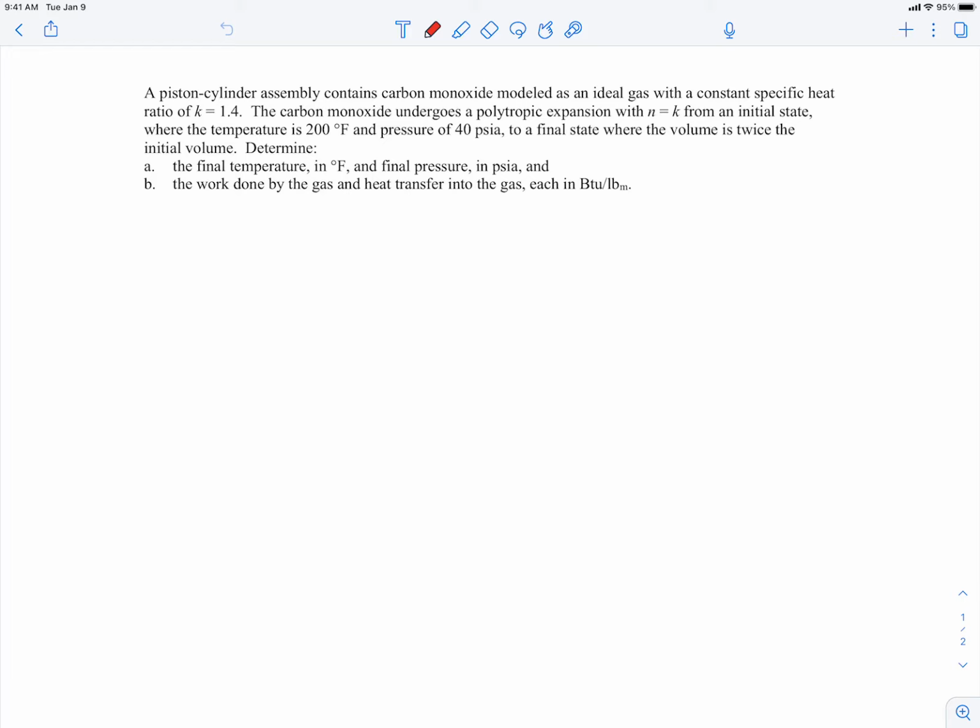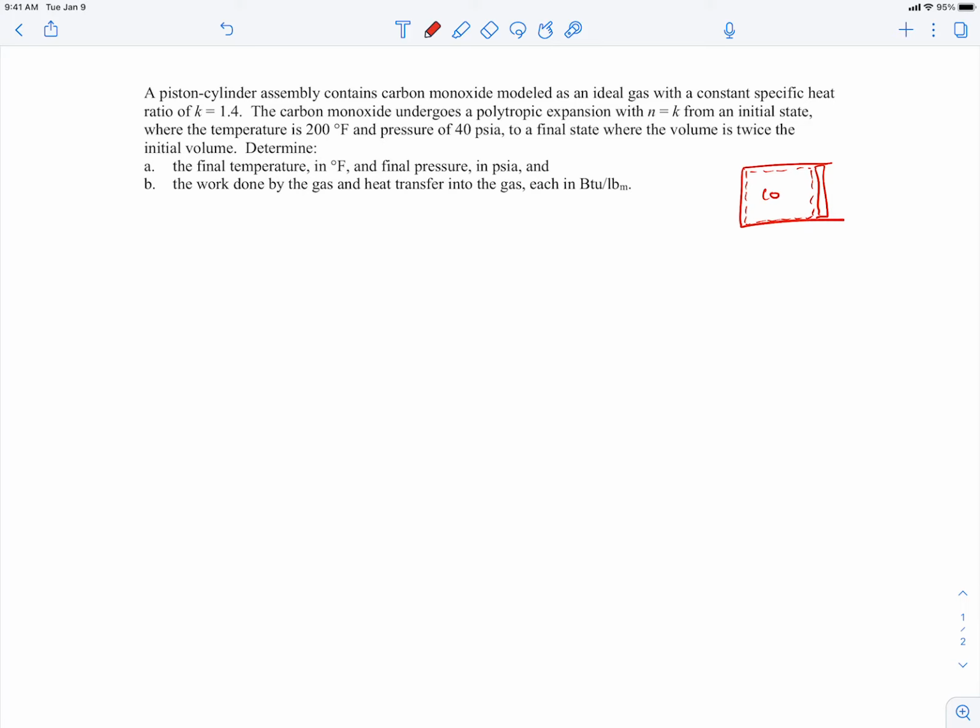Here we're told we have a piston cylinder assembly containing carbon monoxide modeled as an ideal gas. So let's just sketch that out. Here's our cylinder, there's the piston, we've got carbon monoxide in there, and then we'll make the carbon monoxide our system. And we're told that it has a constant specific heat ratio of 1.4. The carbon monoxide undergoes a polytropic expansion with n equal to k from an initial state.